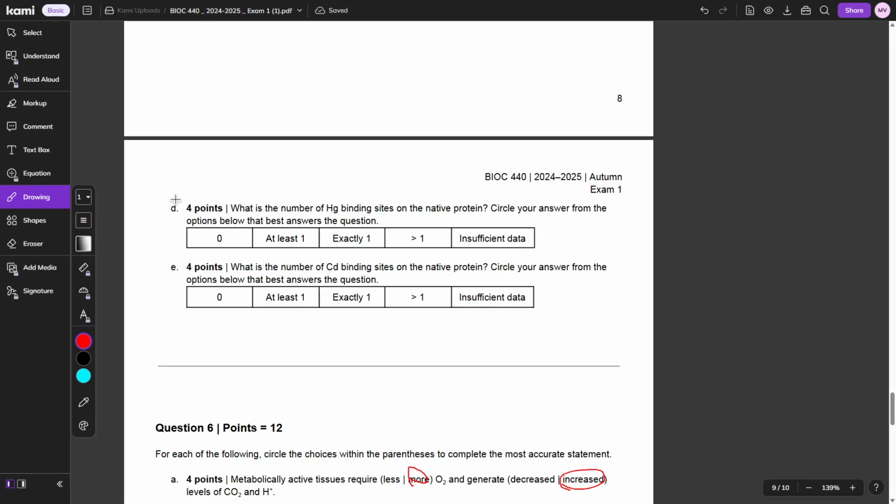And for D and E, it's all about cooperativity, right? For cooperativity here, good question. Yeah, go for it.